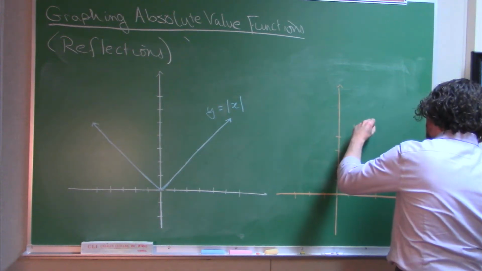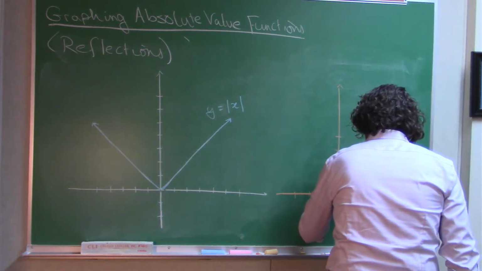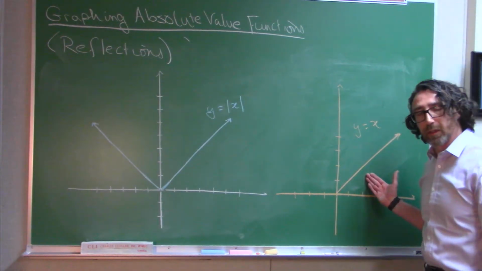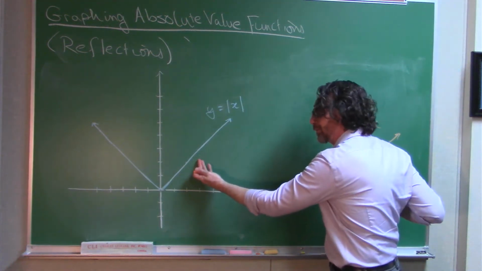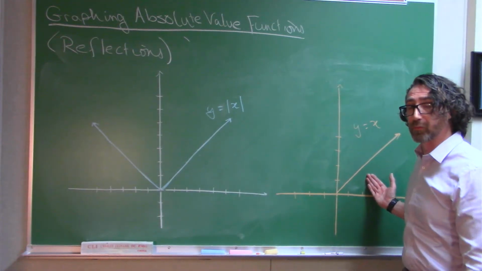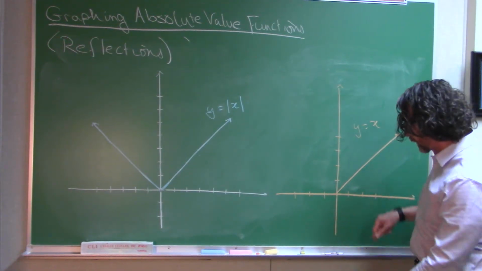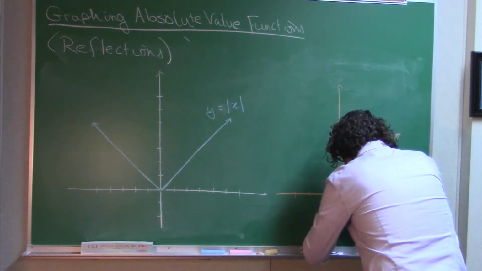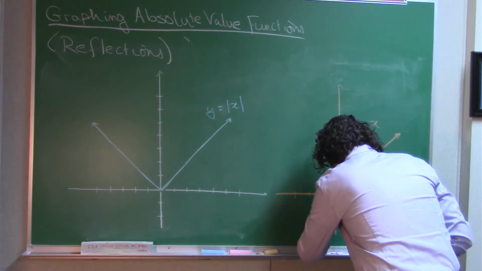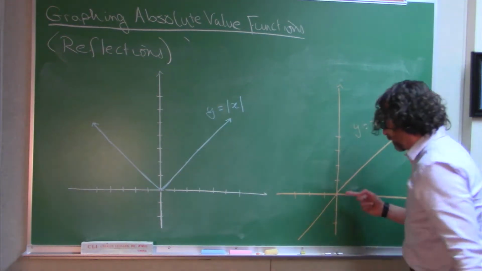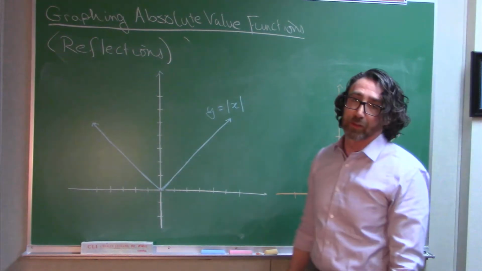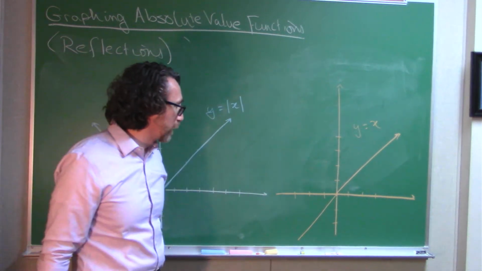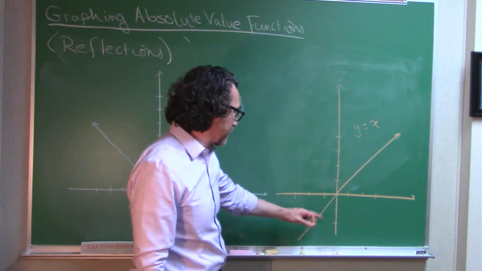So y equals x would look kind of like this. The right-hand side of this graph looks identical to the right-hand side of the graph for y equals absolute value of x. Now on the left-hand side, there's going to be a difference. This is the graph y equals x. It's a linear function with slope 1 and y-intercept 0. So I want you to notice what's happening here.